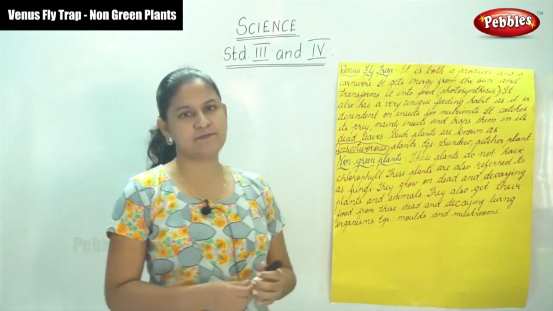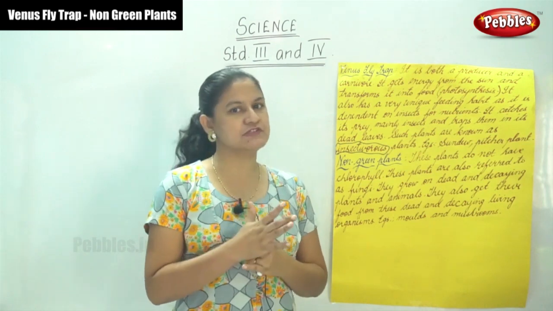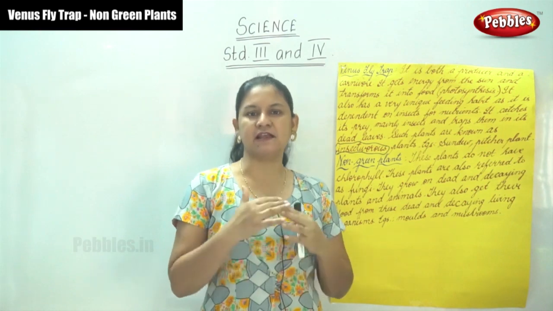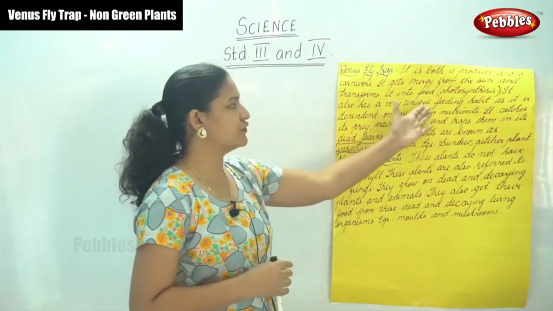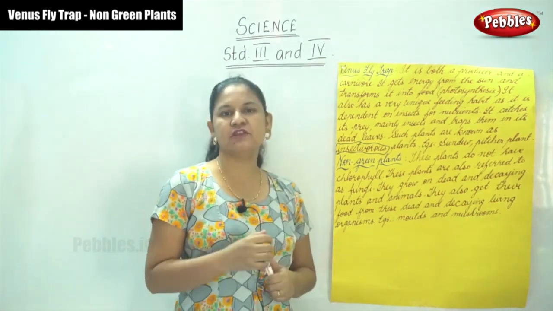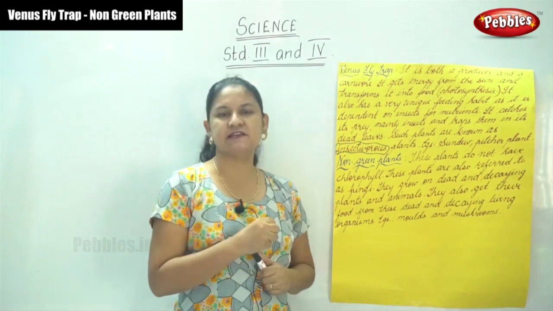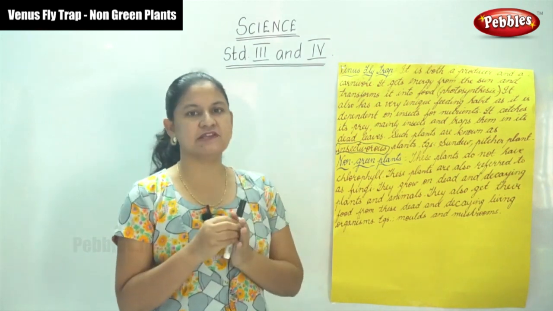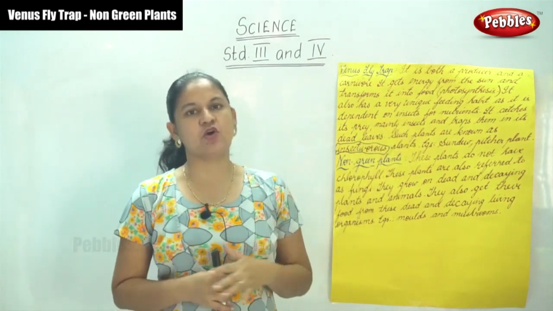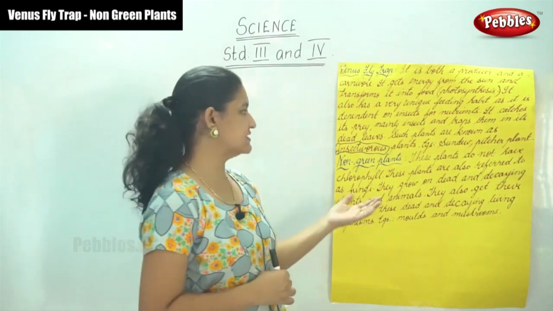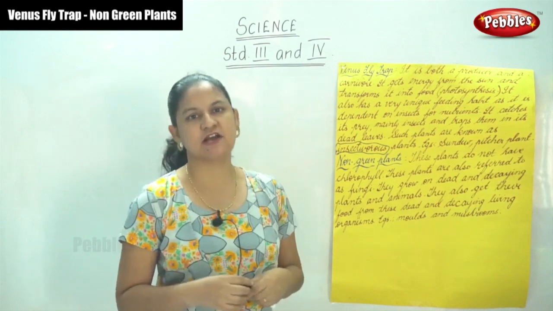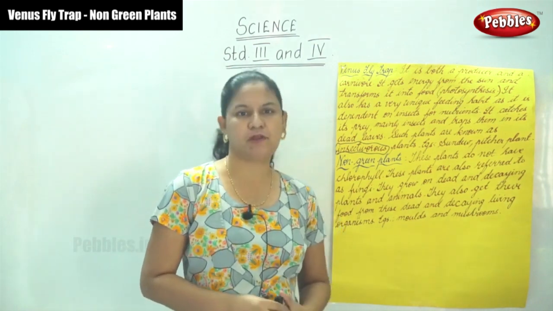So a Venus flytrap is both a producer as well as a carnivore, and it gets energy from the sun and converts that energy into food, which is known as photosynthesis. It also has a very unique feeding habit. It traps insects between its leaves, and it is dependent on insects for its nutrients, and hence they are known as insectivorous plants. Examples are the sundew and the pitcher plant.